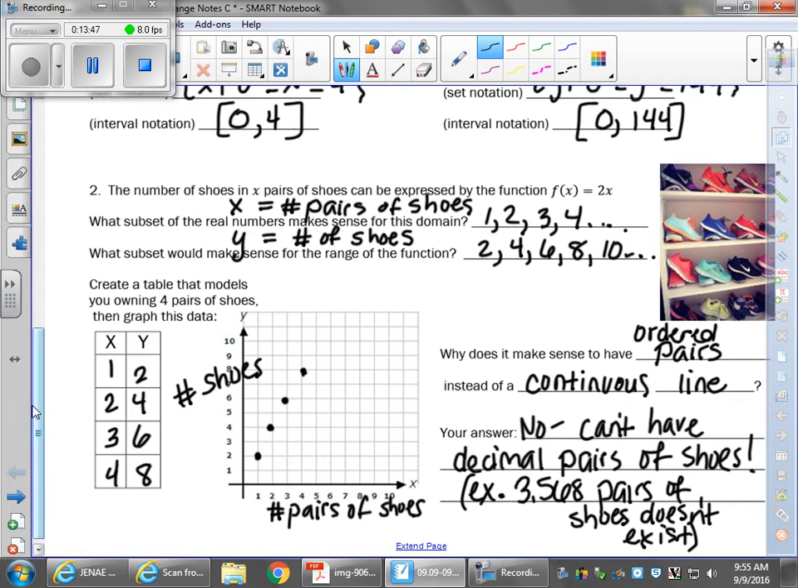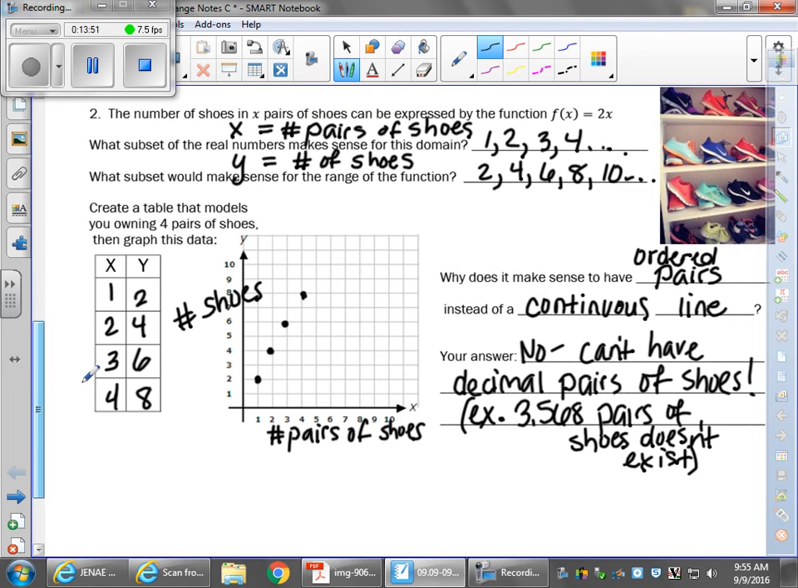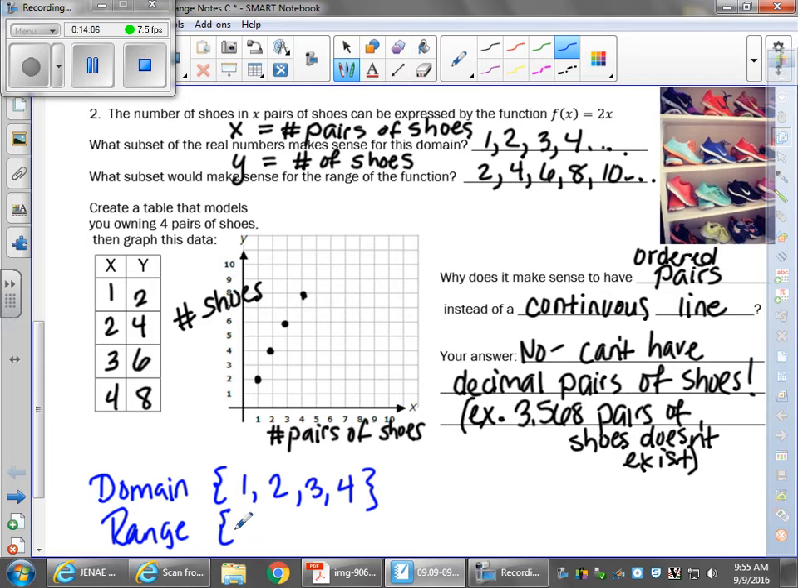Okay, so if I asked you for the domain, what is the domain of this function? 1, 2, 3, 4. What's the range? Done. All I can do is list the points. There is no set notation, there is no interval notation. It is purely a list of points.